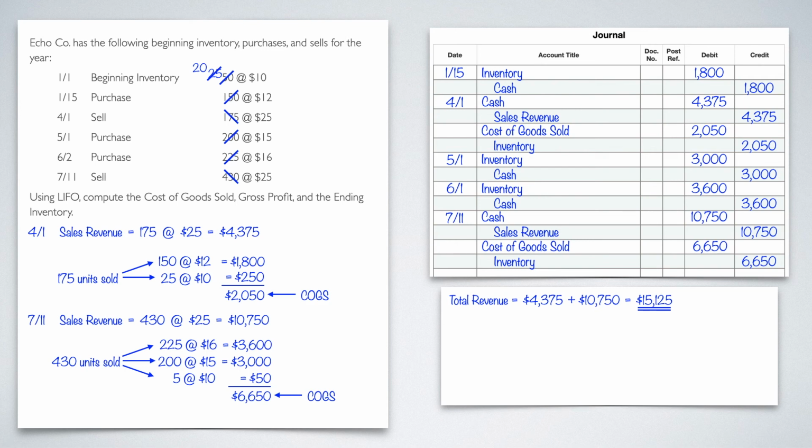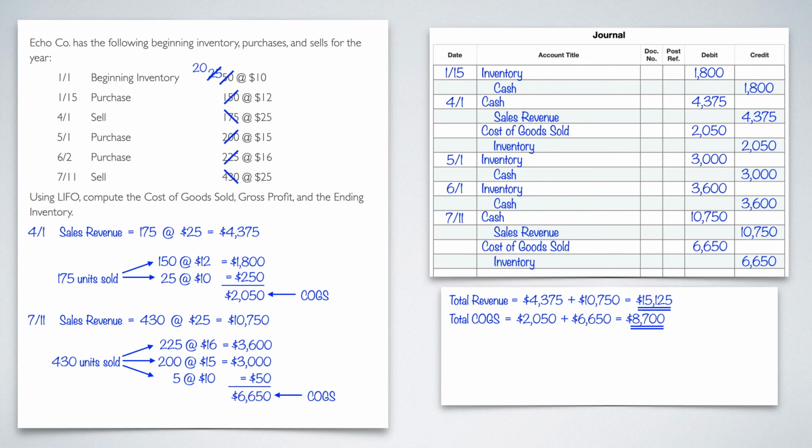And that's pretty much how it's going to be when we do weighted average too, because the only thing we're changing is COGS. All right, let's look at total COGS. Again, we're just going to look at the 2 line items that says cost of goods sold, add them up. So 2,050 plus 6,650. That's going to give me a total COGS of 8,700.